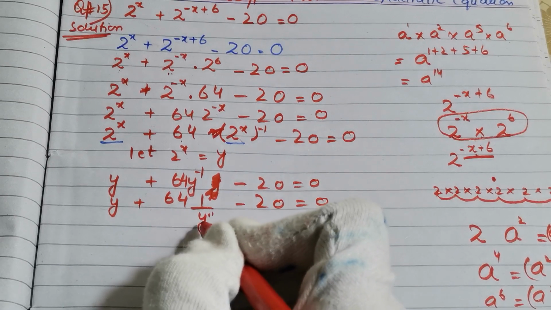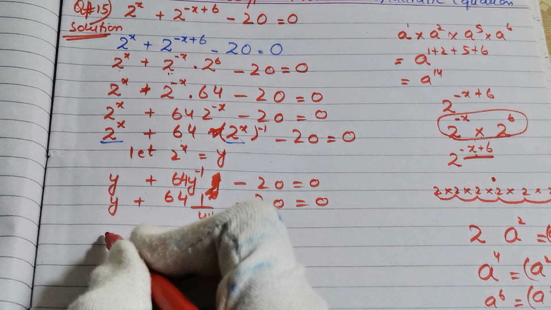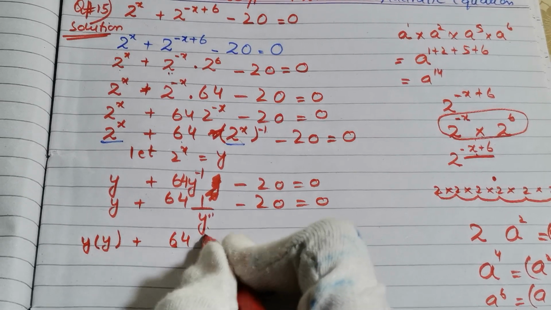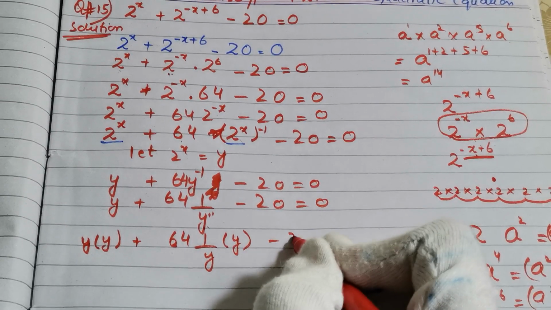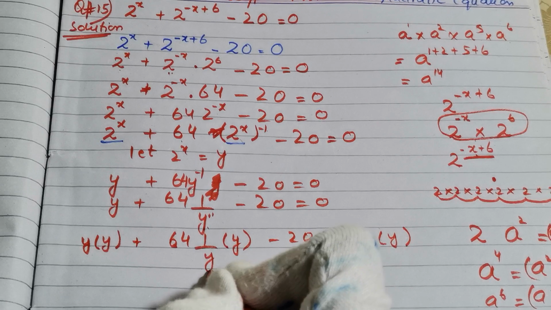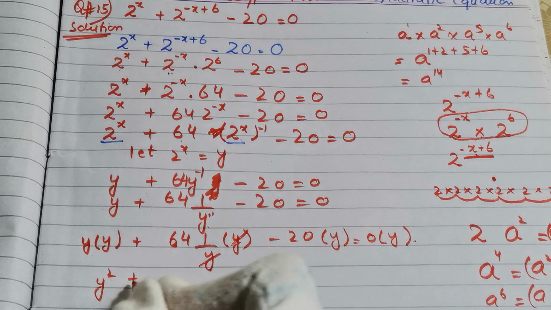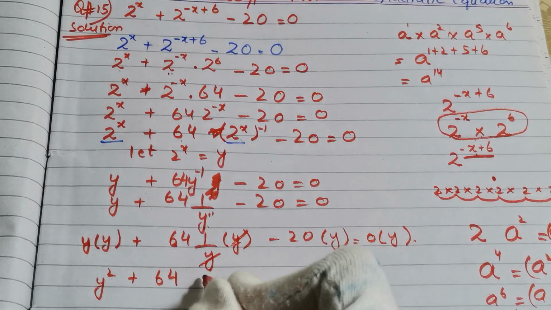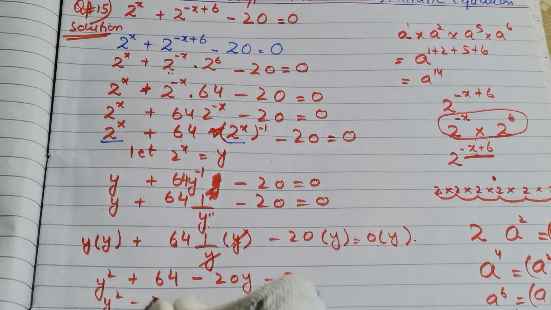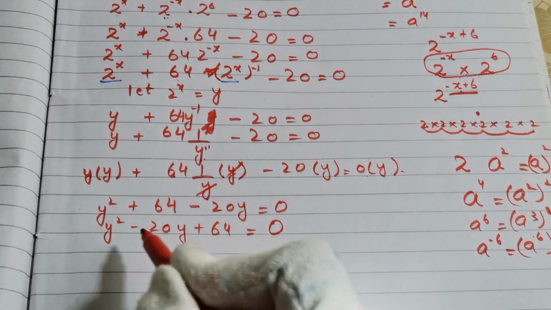Now by taking the LCM, we will multiply the whole equation. y is multiplied by this term, y by this term, and y by this term, because the LCM is y. So the whole equation is multiplied by the LCM. y cancels, y^2 + 64 - 20y is equal to 0 into y, 0. So y^2 - 20y + 64 = 0.